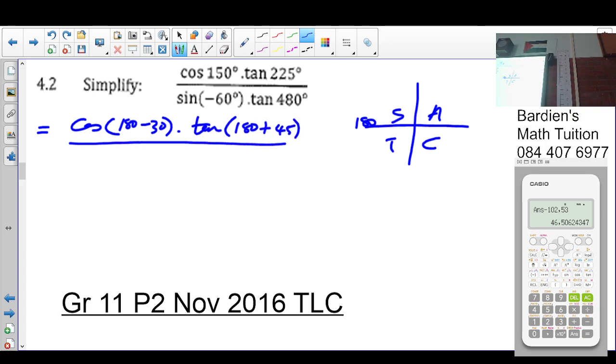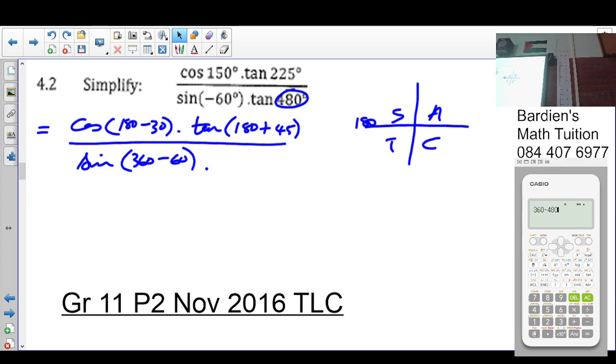Sine of negative 60. There's going to be some sine of 360 minus 60. Or if you know that sine is negative in that quadrant, you can just write it negative sine 60. And then that is tan 480. I subtract 360 from 480. What do I get? 120. It will be tan 120.